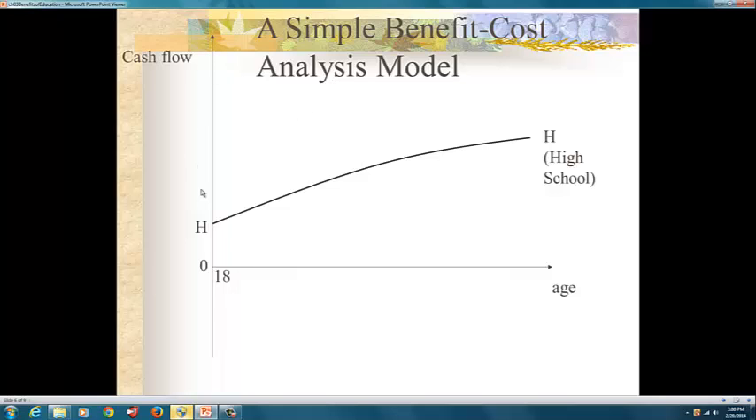So here we have the cash flow on the vertical axis, and on the horizontal axis we have age, which represents the individual's lifespan. Now this line here represents the lifetime earnings for the individual with a secondary school education. So you see, we're assuming that you start working at age 18, not 0. Of course, you can't be working at 0. So from 18 you begin working.